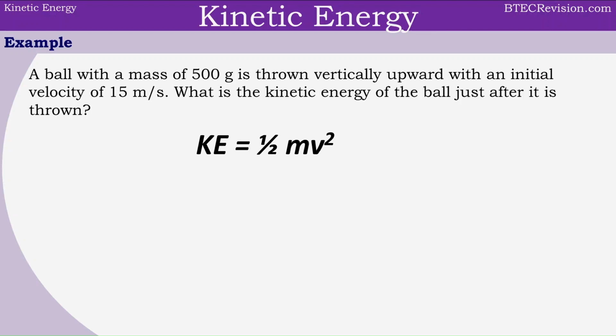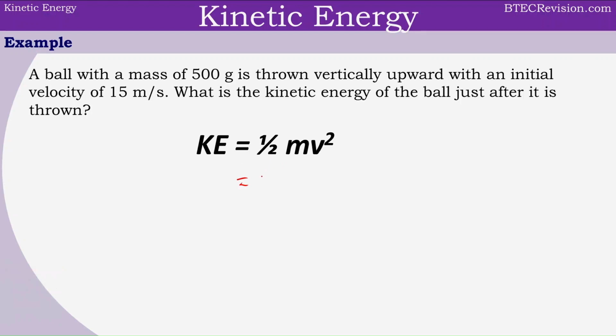Let's look at an example. A ball with a mass of 500 grams is thrown vertically upward with an initial velocity of 15 meters per second. What is the kinetic energy of the ball just after it is thrown? Kinetic energy is equal to half mv squared.